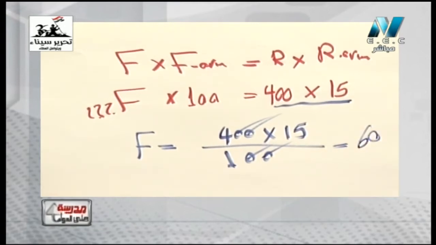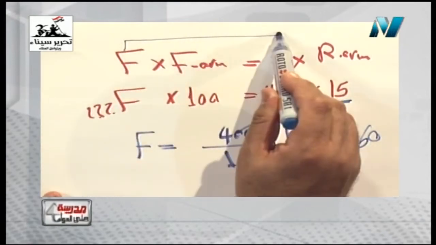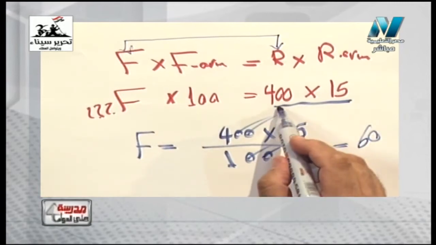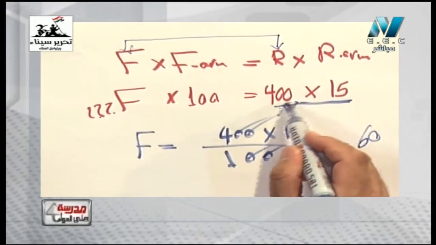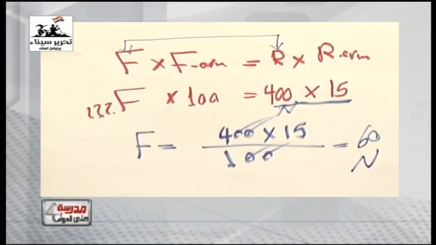60 what? I told you more than once, effort force has the same unit as resistance. Going back to the problem, it said the resistance is 400 newton, so the effort force is also measured in newton. So it will be 60 newton. Now I have another question in this problem: what is the type of lever?